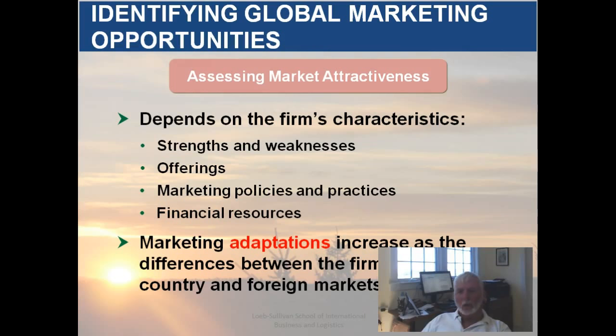So when you're looking at market attractiveness, what markets look good depends on the SWOT deal again. What are your strengths and weaknesses? What kind of offerings you're going to have?